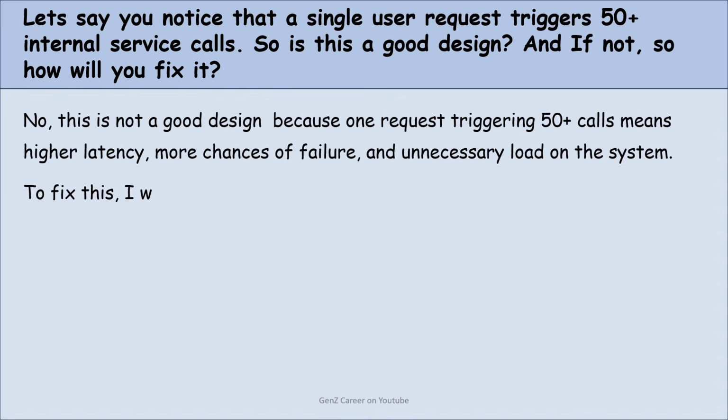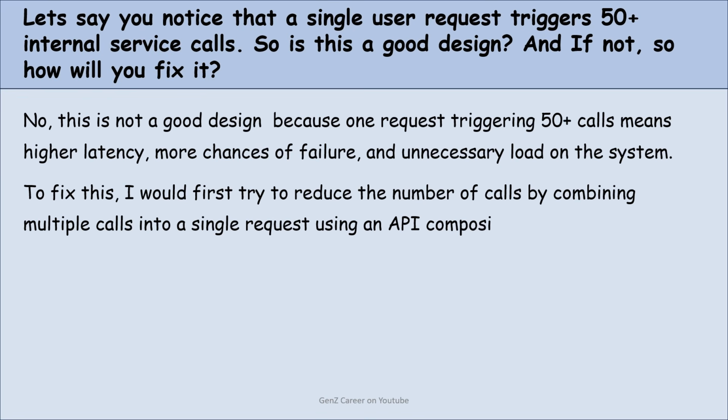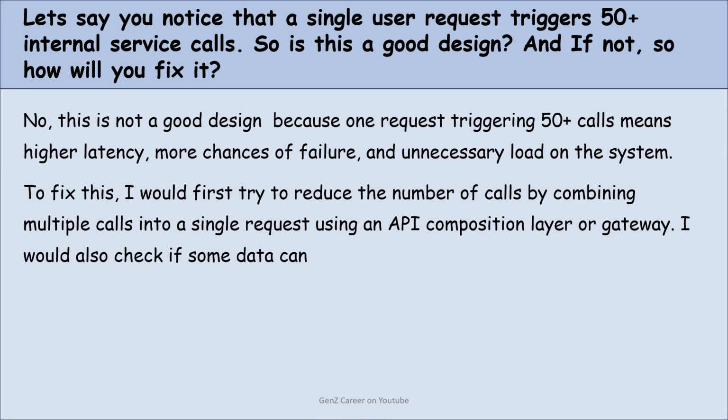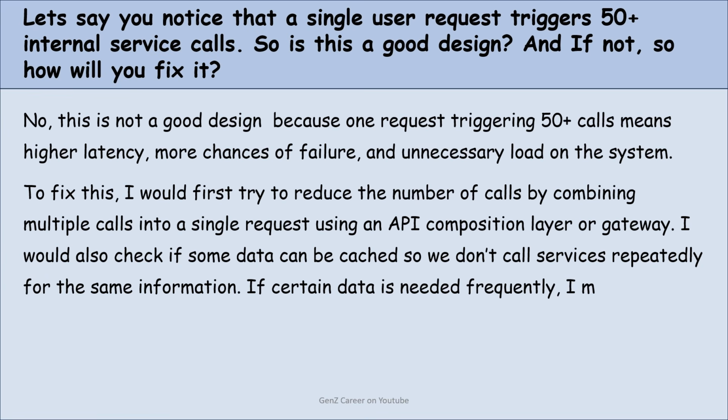To fix this, I would first try to reduce the number of calls by combining multiple calls into a single request using an API composition layer or gateway. Are you getting my point? I would also check if some data can be cached so we don't call services repeatedly for the same information. If certain data is needed frequently, I might store a copy locally to avoid calling another service every time.